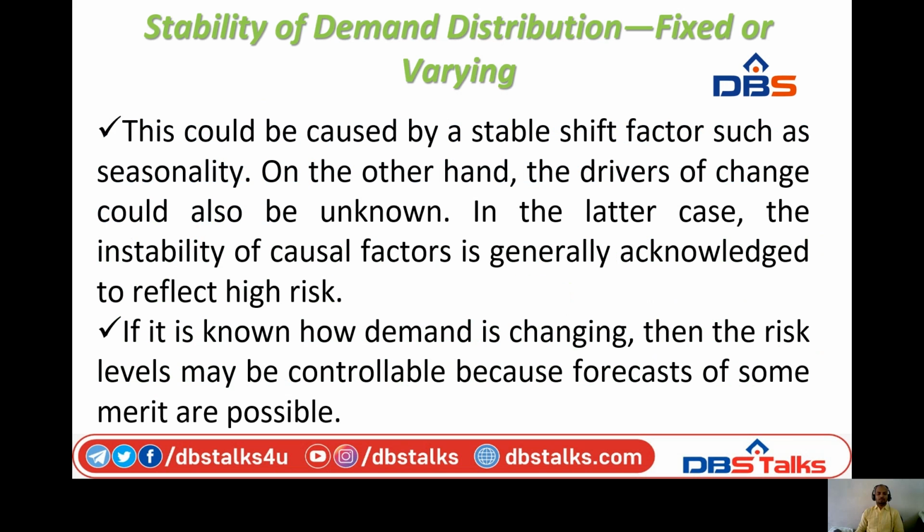Next, the stability of demand distribution, either fixed or varying. The uncertainty about setting the right capacity for supply includes the possibility that the demand distribution is changing over time. This could be caused by a stable shift factor such as seasonality. In other words, the drivers of change could also be unknown. In the latter case, the instability of the causal factor is generally acknowledged to reflect high risk. If it is known how demand is changing, then the risk levels may be controllable because forecasts of some merit are possible.